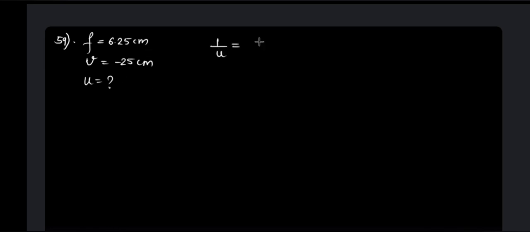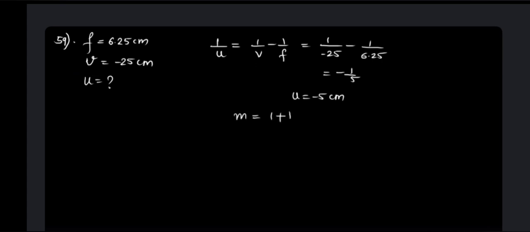So 1 upon U from here will be 1 upon V minus 1 upon F, it is 1 upon minus 25 minus 1 upon 6.25. Okay, so from here you'll get this as minus 1 upon 5, so U will be minus 5 centimeters, and we have to find out the angular magnification also. When the image is formed at least distance of distinct vision, the angular magnification is going to be 1 plus D upon F. So 1 plus 25 upon F is 6.25, will be 1 plus 4, that is 5.